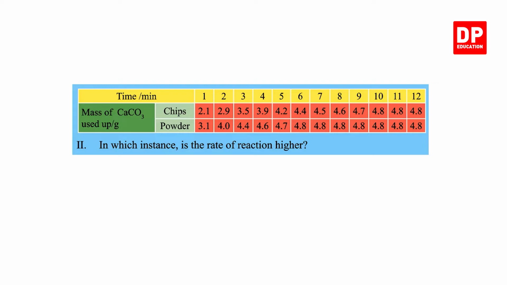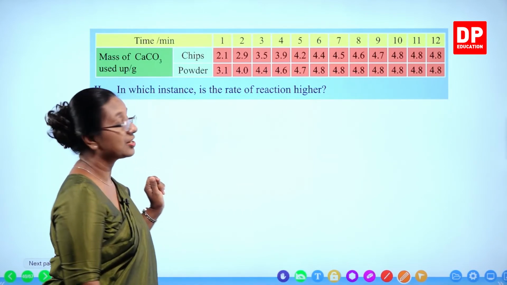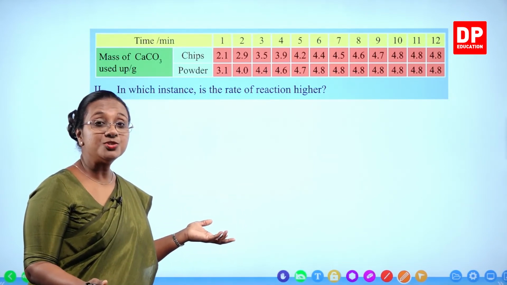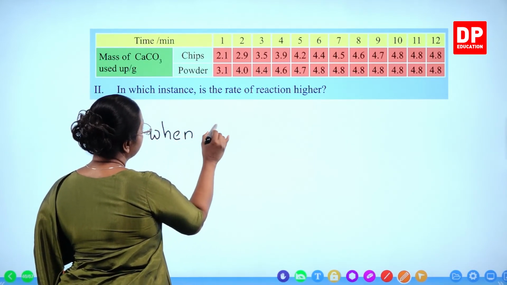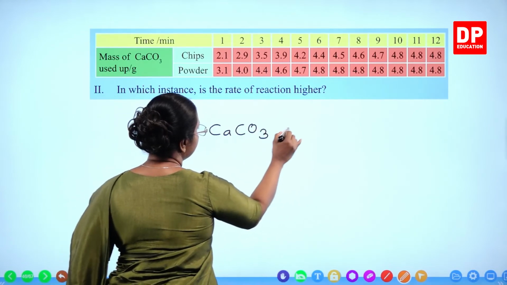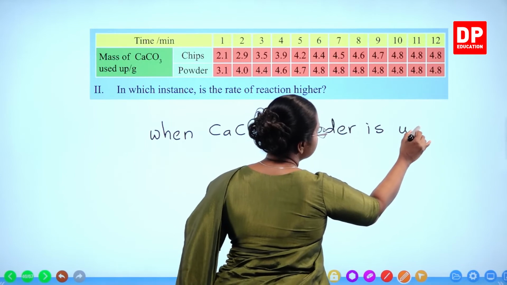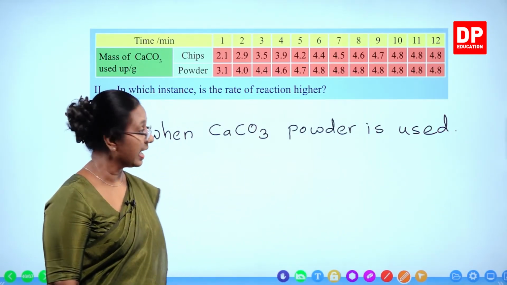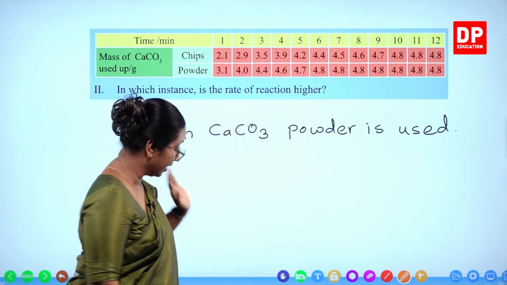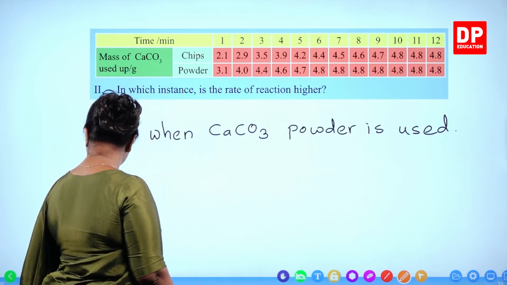So here, the second question, the same table is given to you all students. Second question, in which instance is the rate of reaction higher? That's obvious, no? In which instance? When calcium carbonate powder is used. Powder is used. So that is when the rate of reaction is higher. That is the answer to the second question. So with that, we will move on to the last part of this question.